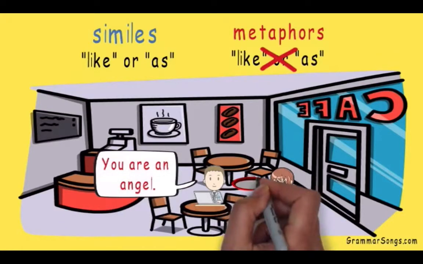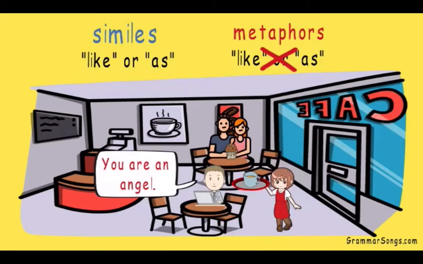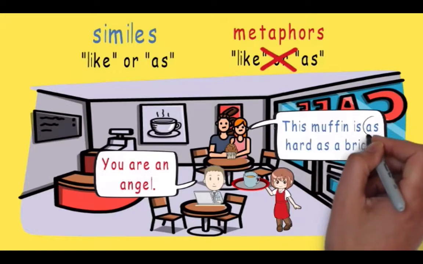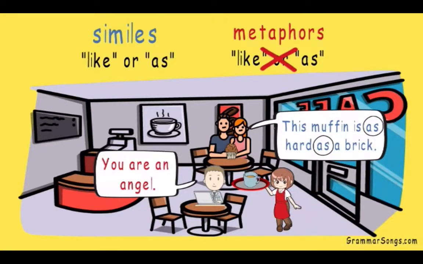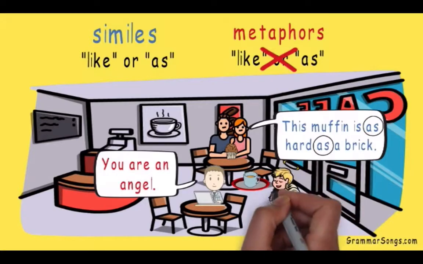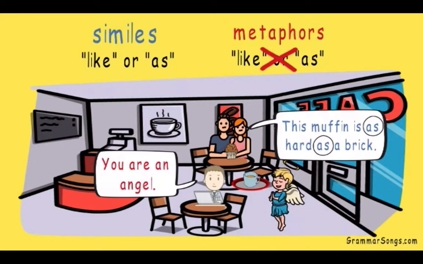You are an angel. This muffin is as hard as a brick. Of course, the waitress isn't really an angel. The man is using a metaphor to compare her to an angel because of her quality, her kindness. And the muffin isn't really a brick. The lady is using a simile to compare the muffin to a brick based on its similar quality, its hardness. Yikes.